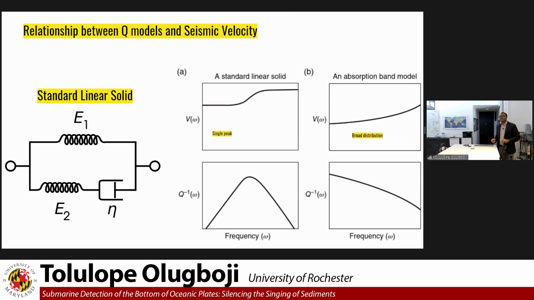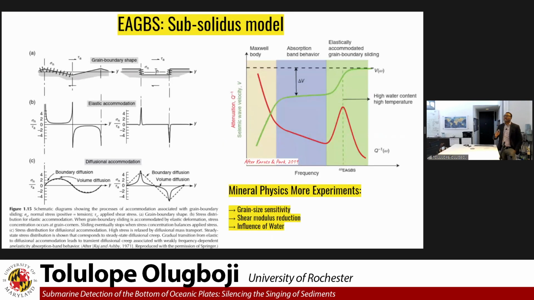I point out though, for the absorption band model, this Q-V relationship is not sharp enough, and the magnitude of those velocity drops are not enough to explain what we're seeing in the LAB without another attenuation mechanism. And that's this idea of elastically accommodated grain-boundary slide. So I'll explain it as briefly as I can using this illustration.